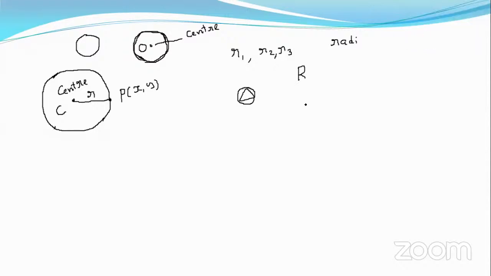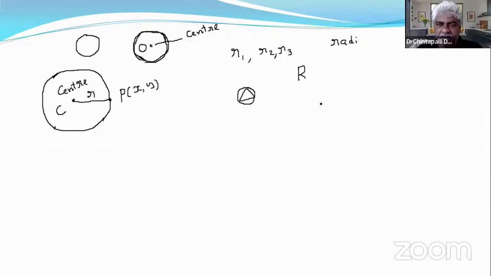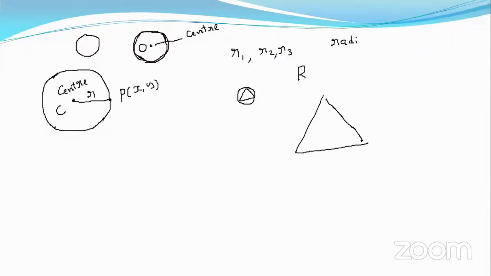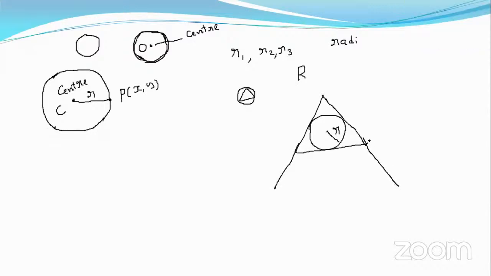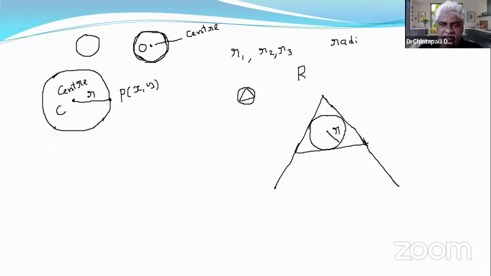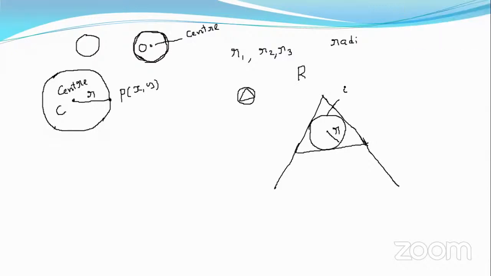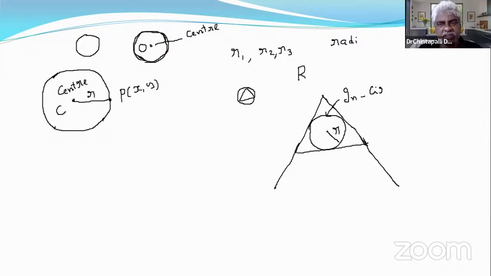In trigonometry, small r is used to denote the radius of the incircle. This is the incircle. Small r. The name of the circle is incircle. This circle is called the incircle.